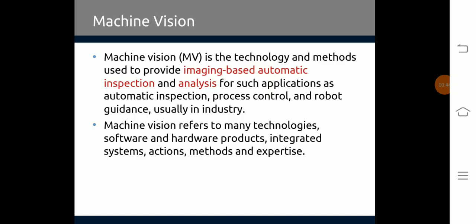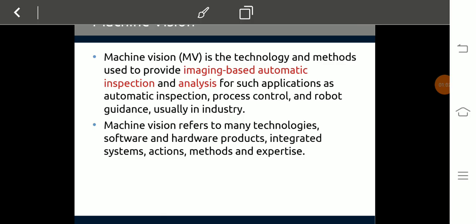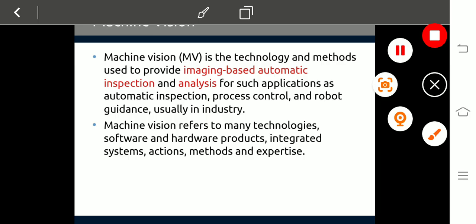First, we will discuss what is meant by a machine vision system. A machine vision system is a technology used to provide image-based automatic inspection and analysis for applications such as automatic inspection, process control, and robot guidance. Usually it has been widely used in manufacturing industries and testing industries. Machine vision refers to technologies integrated with software and hardware products to make systems easier.